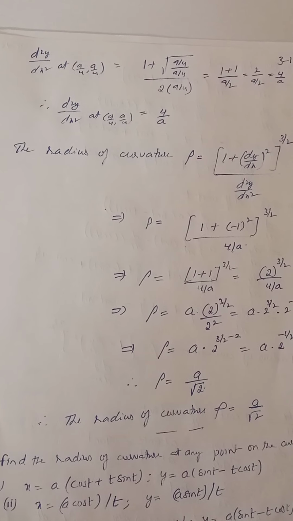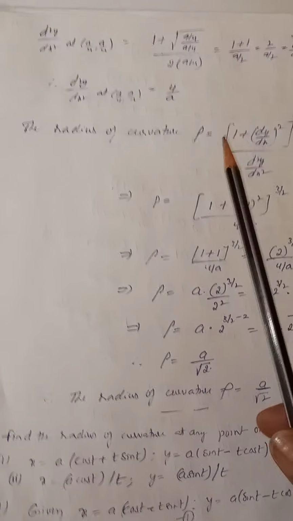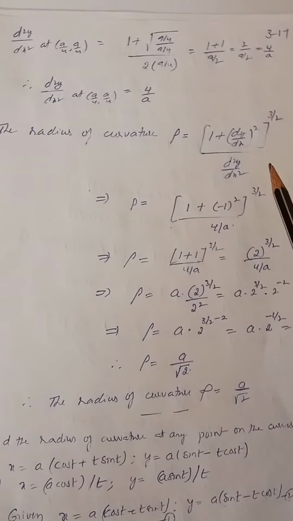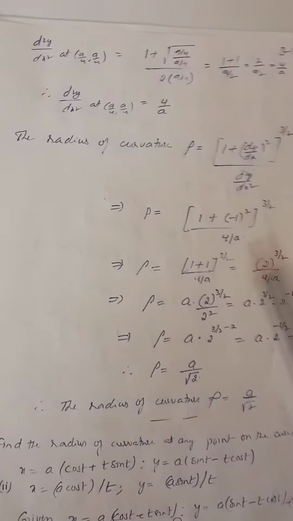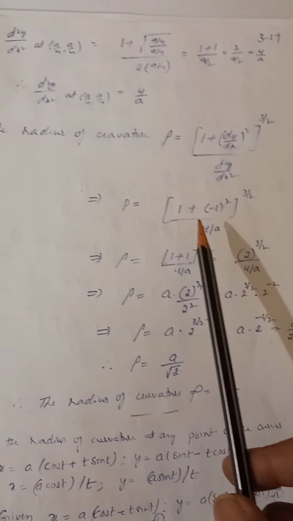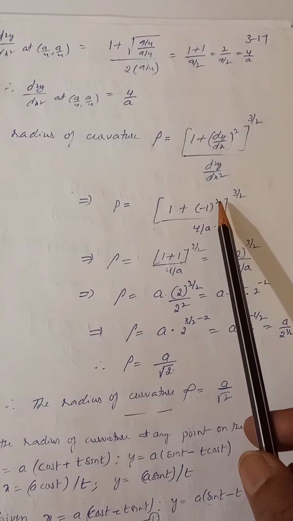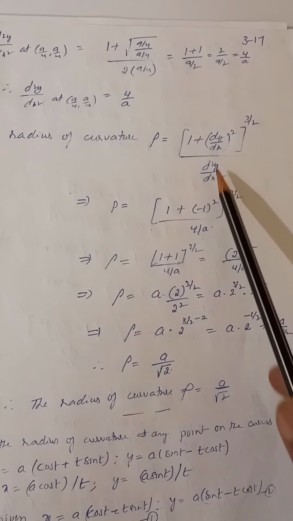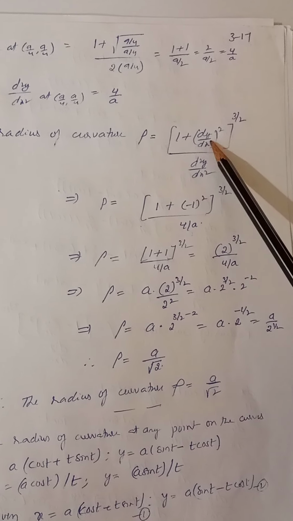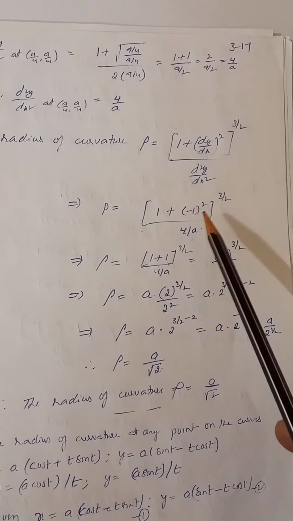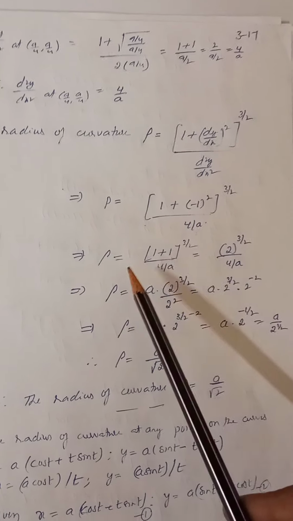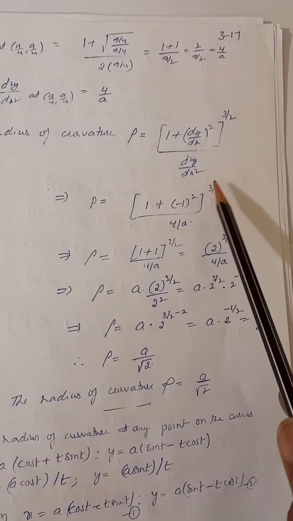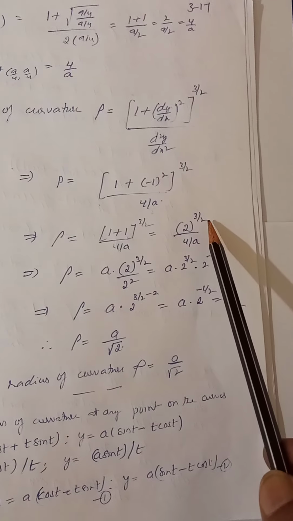But we know the formula. What is the radius of curvature? Radius of curvature ρ is equal to (1 + (dy/dx)²)^(3/2) by d²y/dx². ρ is equal to (1 + (−1)²)^(3/2) by 4/a, because the d²y/dx² value is 4/a and the dy/dx value at the point is equal to minus 1, no? Here we are substituting. If you simplify this one, ρ is equal to 1 plus (−1) whole square is 1 only. (1 + 1)^(3/2) is 2^(3/2) by 4/a.